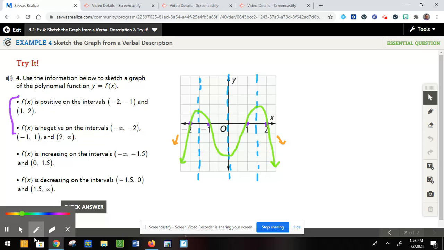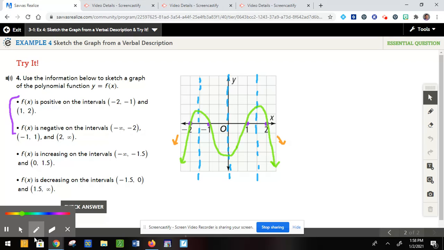Then I identified the turning points where it stopped increasing and started decreasing, or vice versa. So it was increasing up to -1.5, and then it started decreasing. And then it remained decreasing until 0. So I have another line here at 0. And then it remained increasing until 1.5. So I have another line at 1.5, and then it remained decreasing forever.